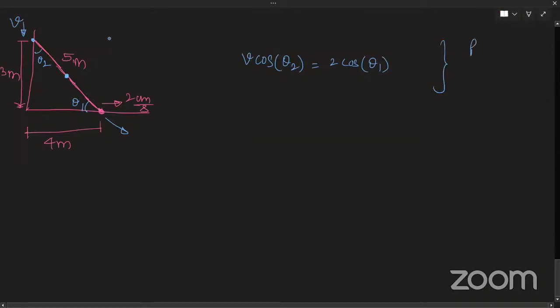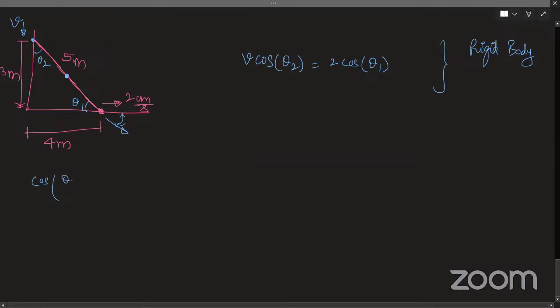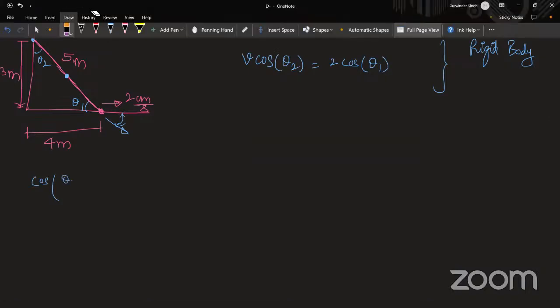Because it is a rigid body. So if it is a rigid body, its length shouldn't increase. So the components of velocity along its length should be the same, right? Because its length can't change. So the component of velocity along its length in both the cases should be the same. So v cos theta 2 is equal to 2 times cos of theta 1. Can you just tell me what will be the value of cos of theta 1 and cos of theta 2? Let's just do it fast.